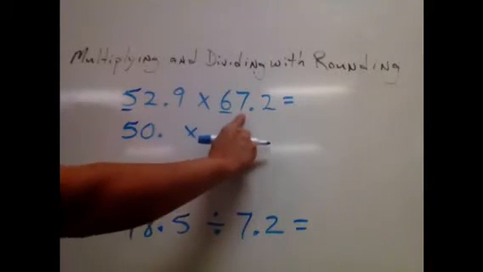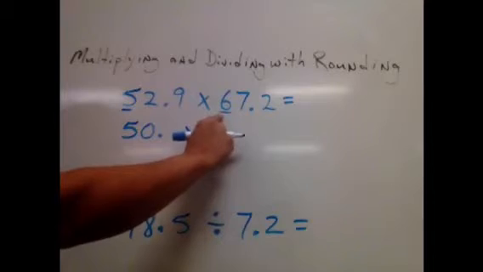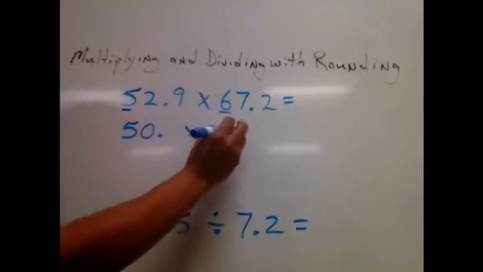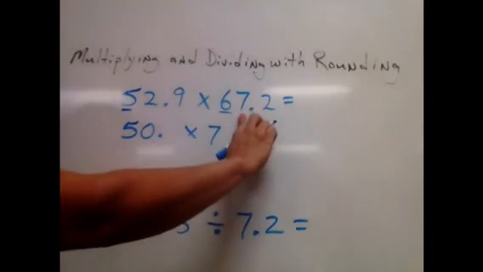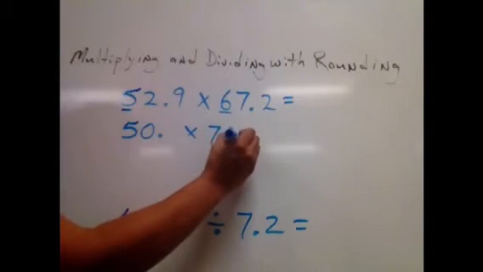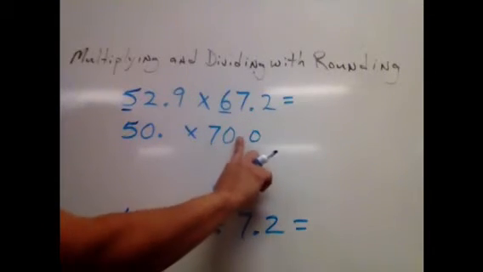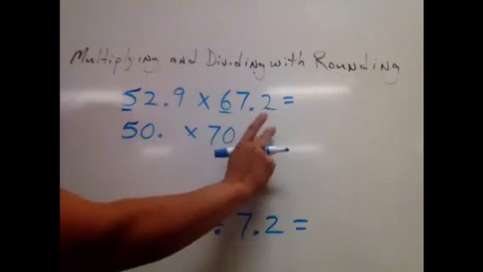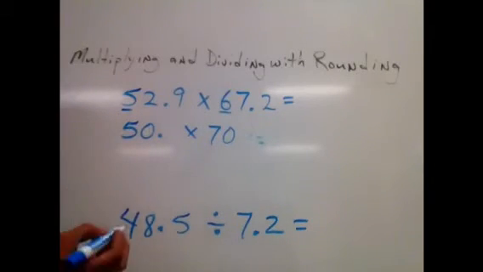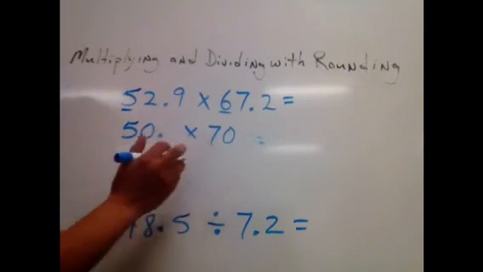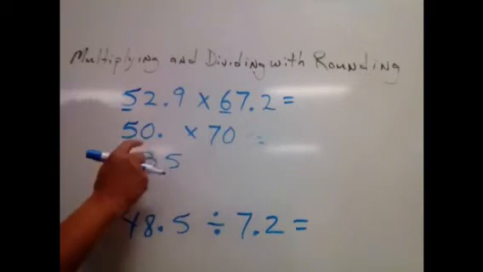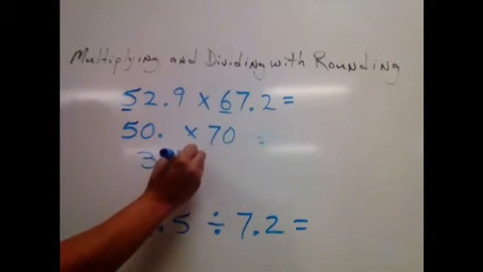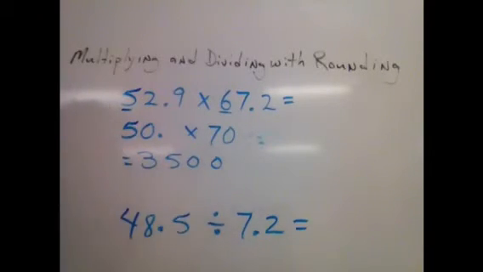Well, what's the next number? It's a 7, so I want to make this a 7 now. The ones position becomes a 0.0. Remember, we're getting rid of that. There we go. And now we have a simple problem. 5 times 7, 35. How many zeros? 2 zeros. Bring the zeros down. Our answer is 3,500.